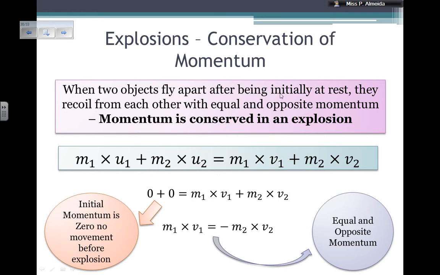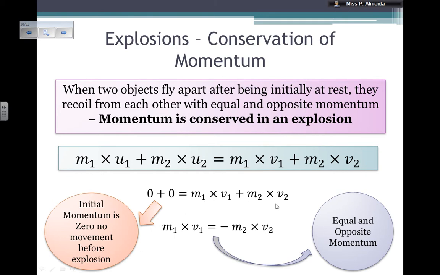Now, initially, the objects are at rest, so that means that u1 and u2 are 0, and any number multiplied by 0 is going to give you 0. So I get at the start that 0 plus 0 equals m1 times v1 plus m2 times v2. So the initial momentum is 0 before the explosion or interaction.